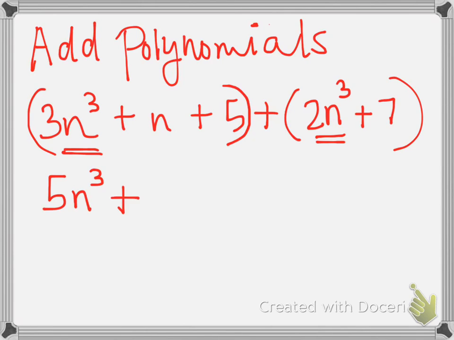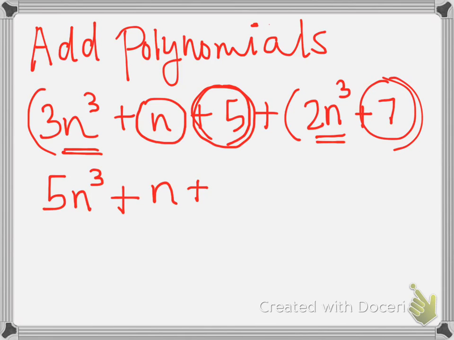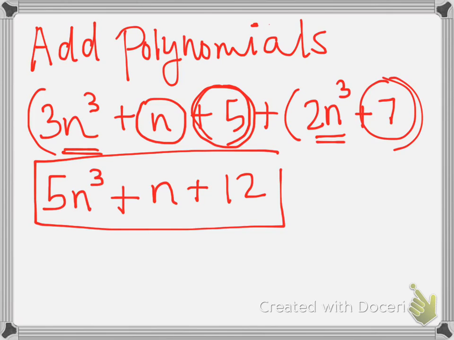Then the n, it doesn't really have an n over here, so you just bring the n. But then for the constants, there's a 5 here and a 7 here, and you add those up and get 12. So that's your answer. You're done. Okay, let's do another one.